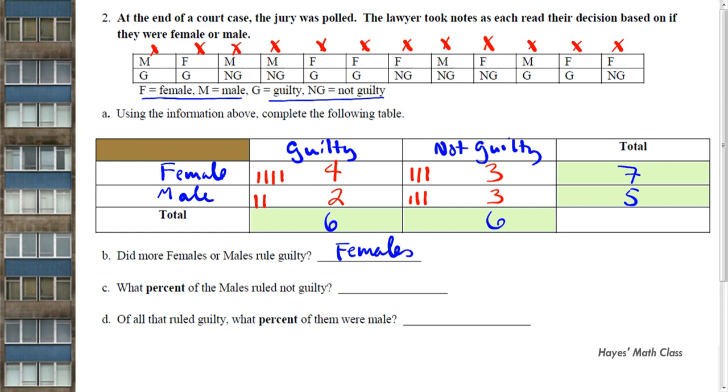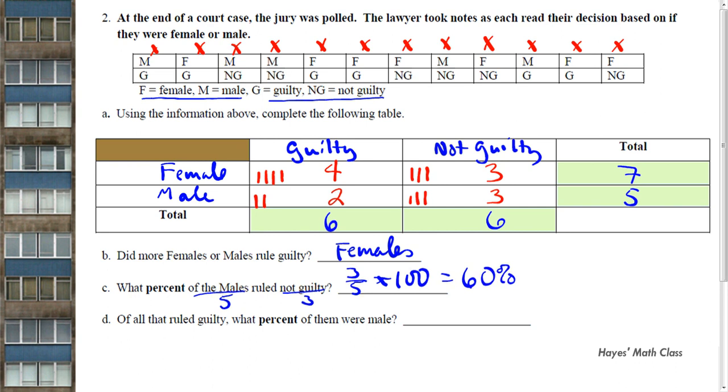What percent of the males ruled not guilty? So what percent of the males? So in that case here, we've got 5. How many people said not guilty? 3. So 3 divided by 5 times 100. So 60% of the men said not guilty.